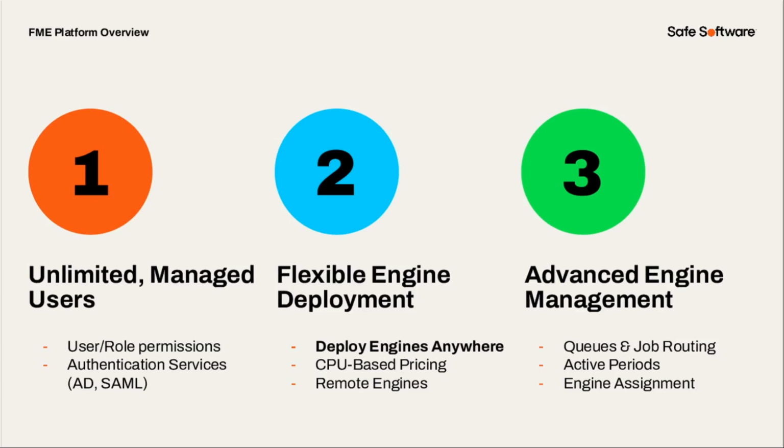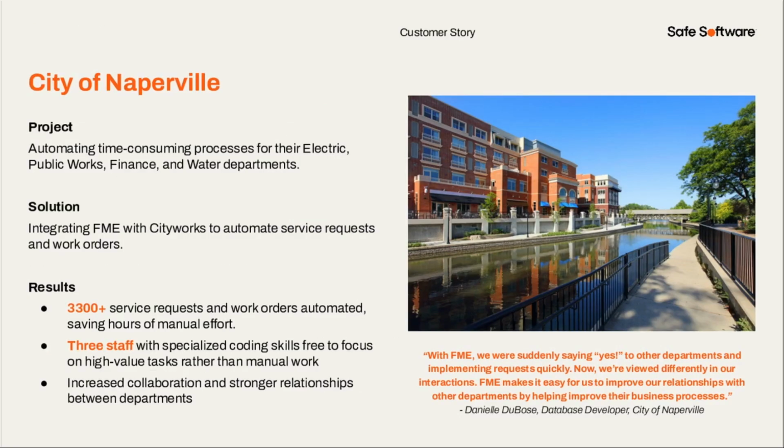You have, of course, a flexible engine management. So we're going to go through this in more detail in a couple more slides, but you can deploy your engines anywhere. We'll get into the differences of the different types of engines, but effectively you can make sure it runs as close to your data as possible to prevent any latency. And we have advanced engine management as well. So you can configure things like queues, job routing, active periods, and engine assignments. And again, we'll go through those in more detail here. So just some justification for, again, why you would want to use FME Flow.